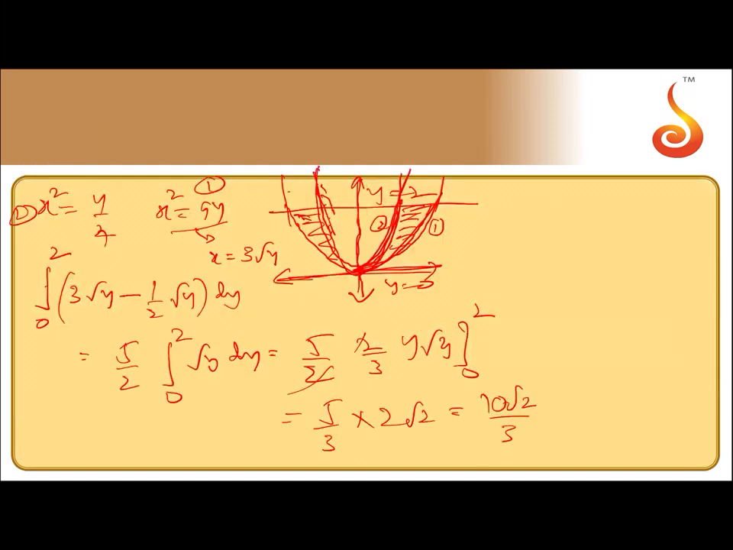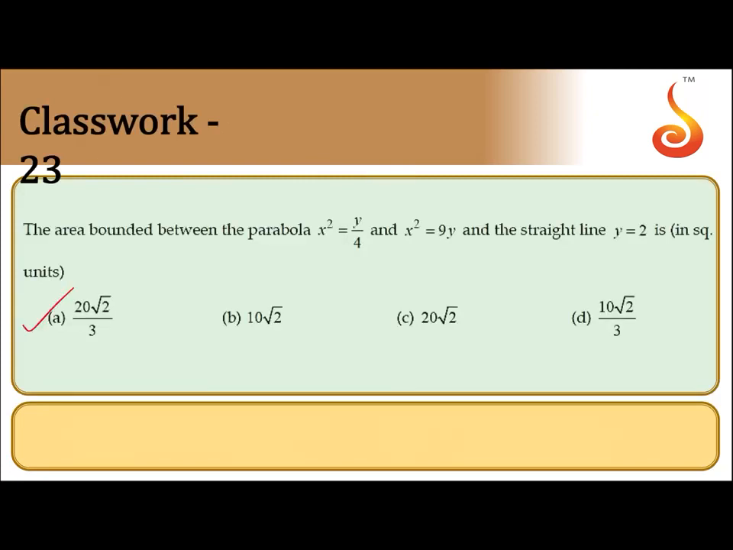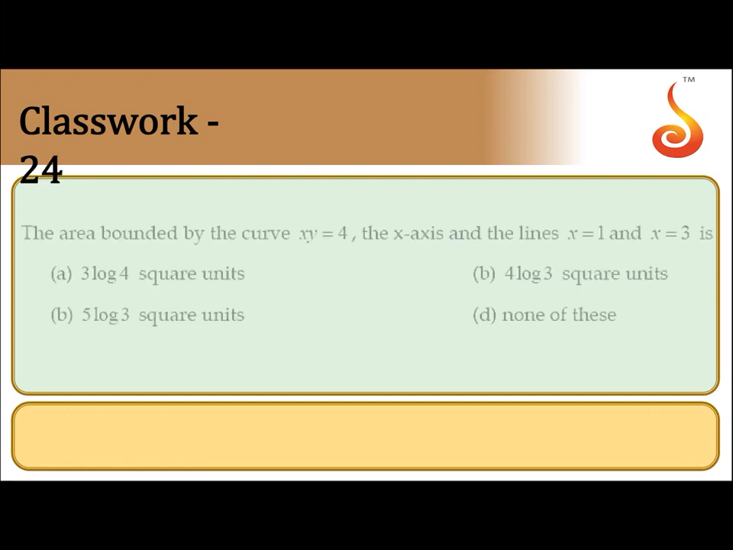Yes, of course, this is twice of this one area. Total area is equal to twice of it. So multiplying by 2, 20 root 2 by 3 is the required answer. So the answer is equal to 20 root 2 by 3 because of symmetry. Yes, correct answer. Next, coming to the area bounded by the curve xy is equals to 4, the x-axis, and the lines x equals to 1, x is equals to 3 is given by.